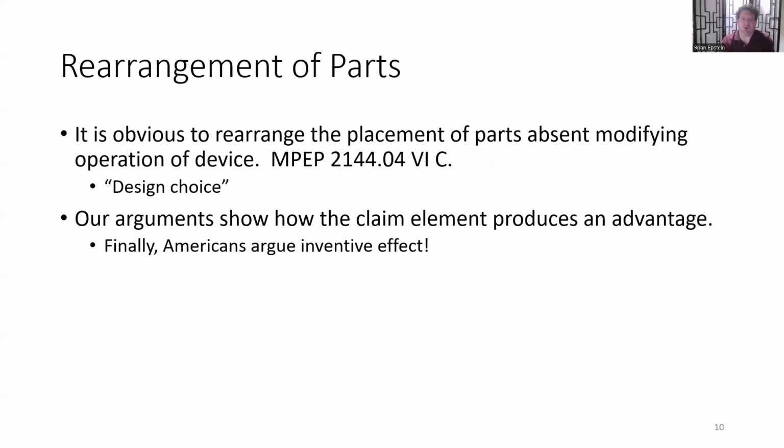We are going to touch on rearrangement of parts briefly. Here, the MPEP says it is obvious to rearrange the placement of parts, absent modifying the operation of the device. This is a so-called design choice rejection. We're actually not going to do this today, but usually we argue how the claim element produces an advantage. I often say how Americans don't argue inventive effect in their office action responses because it creates estoppel. But this is the one time we have to do it, actually.